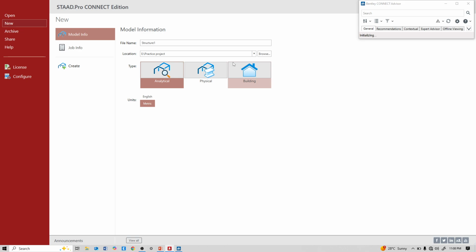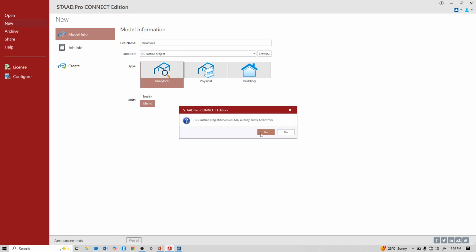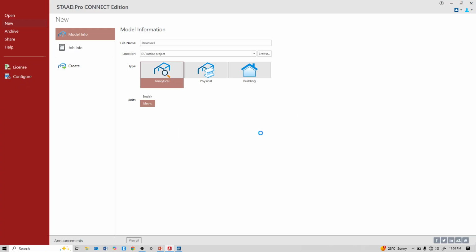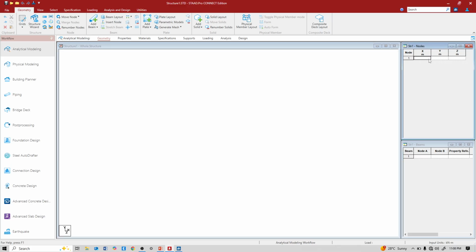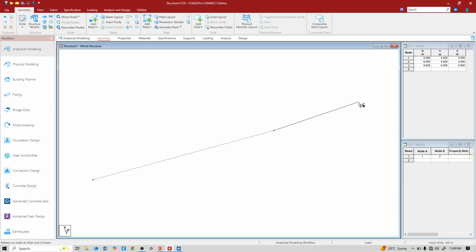New, metric, create. Our beam total length is 9 meter. That means 6 plus 3, it is 9. Add beam. This is 6 and this is 3. Total is 9.